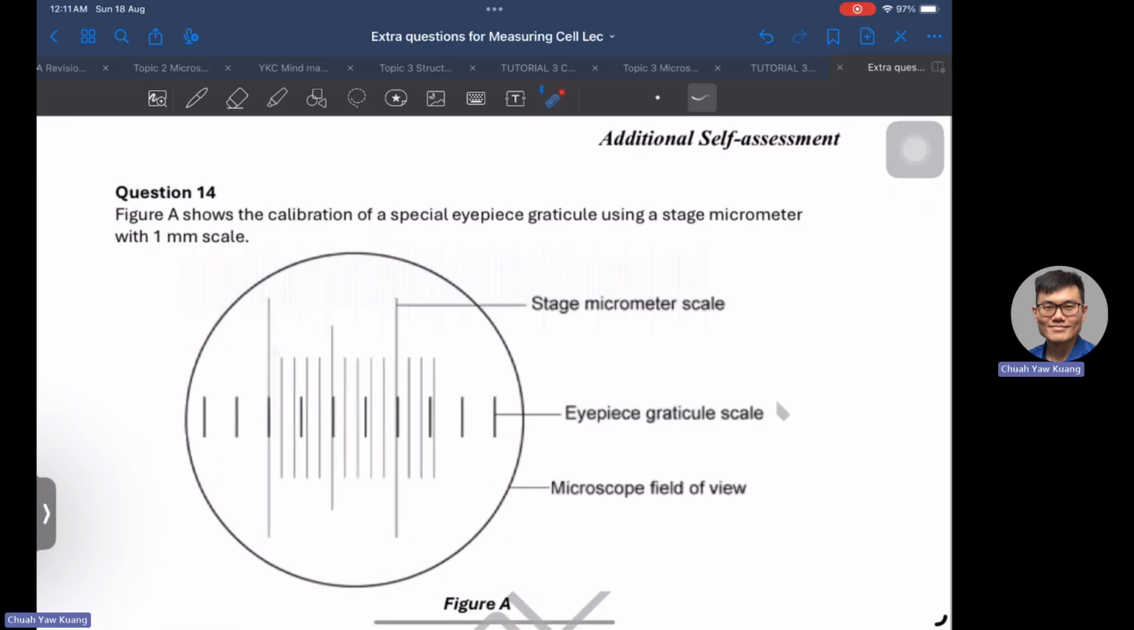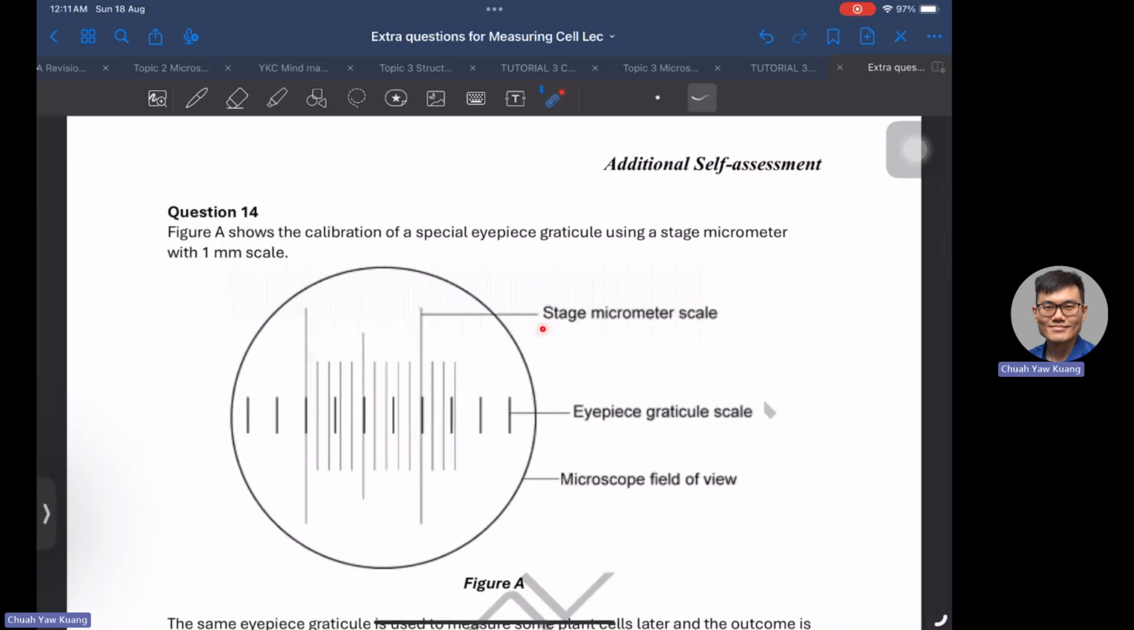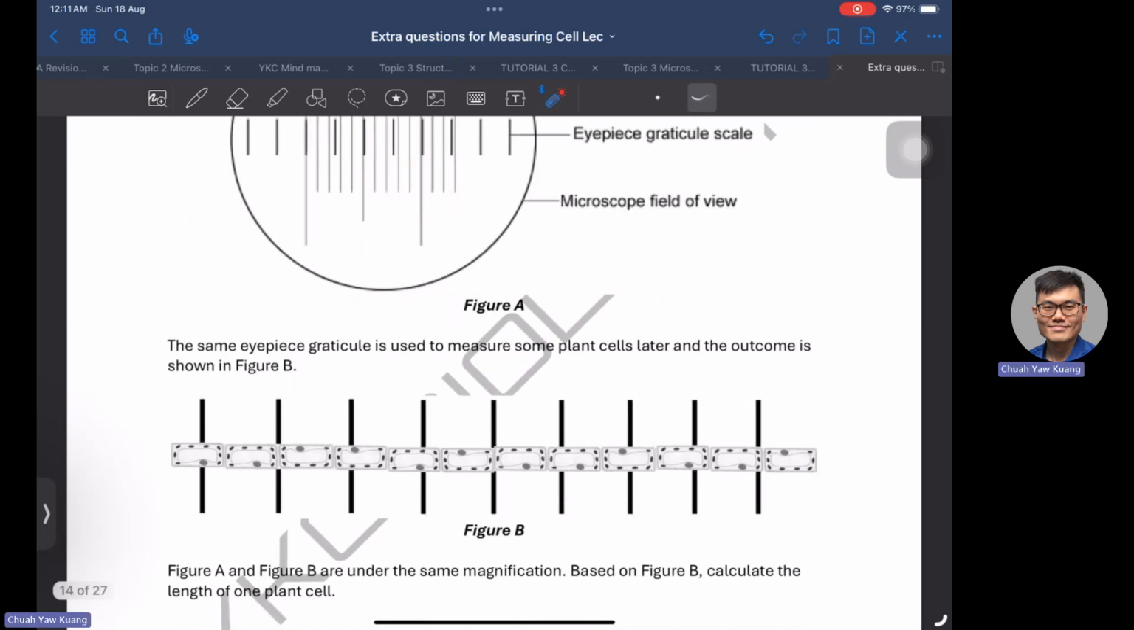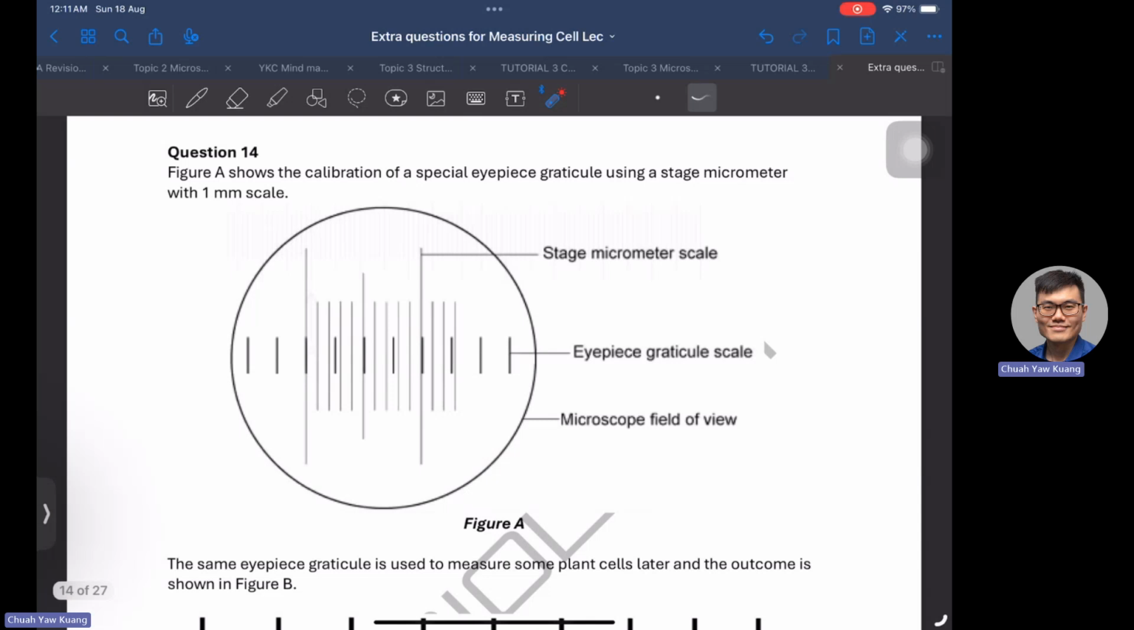Question 14 shows the eyepiece reticule and also the stage micrometer in the figure here. It is using the eyepiece reticule to measure the cell. So obviously, this question is related to measuring the cell using the eyepiece reticule. So to solve this question, we can just follow the 3 steps.